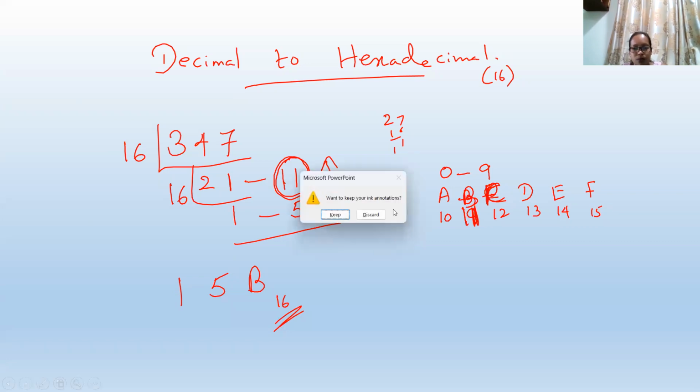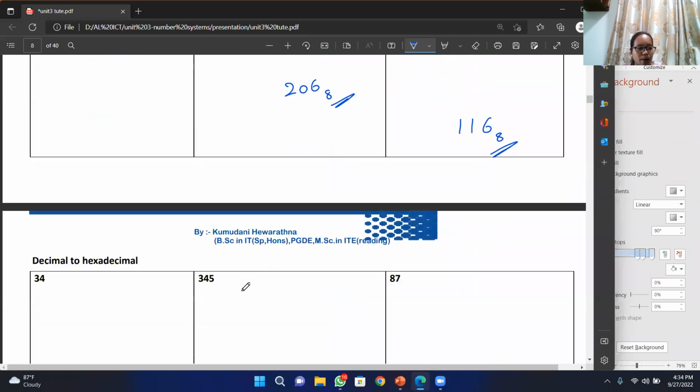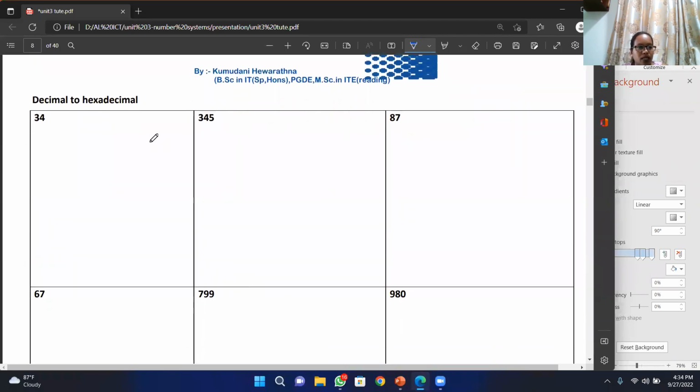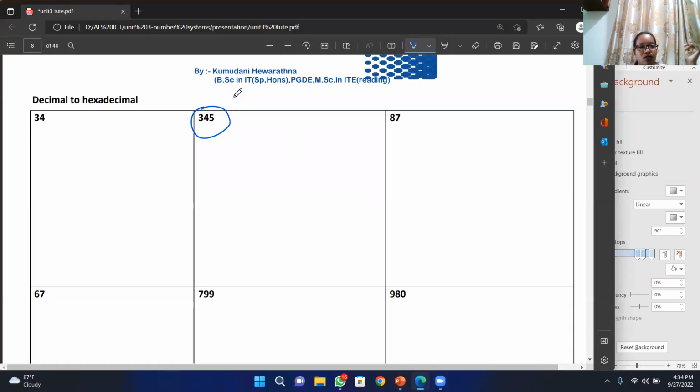Right, let's move into the unit. Page number 8. We'll do the 345. 345, we haven't done yet. 345.